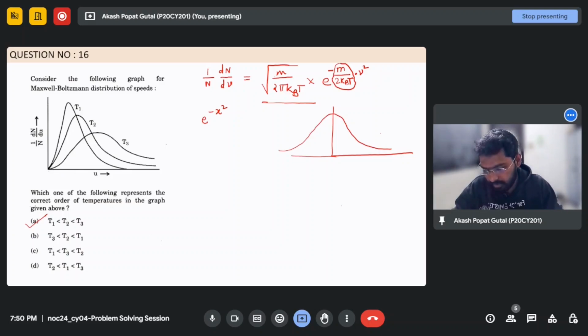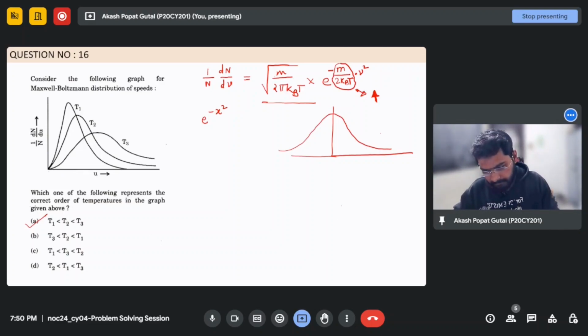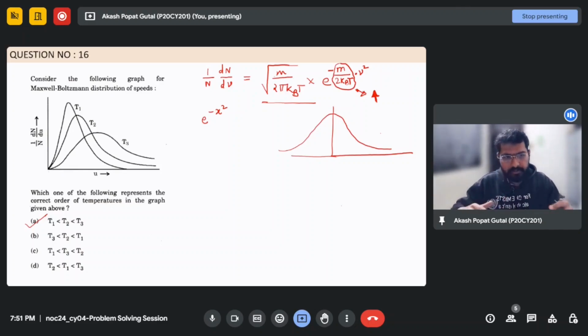So first of all, we can say that if this factor m by 2 kBT increases, then the spread of this bell curve will decrease.